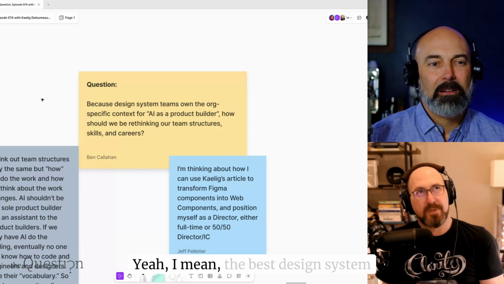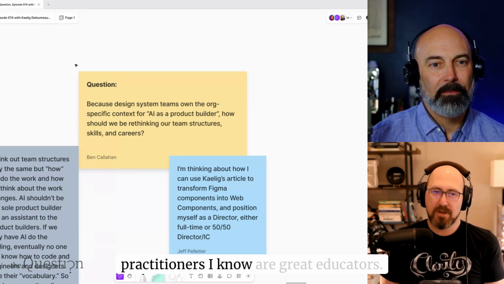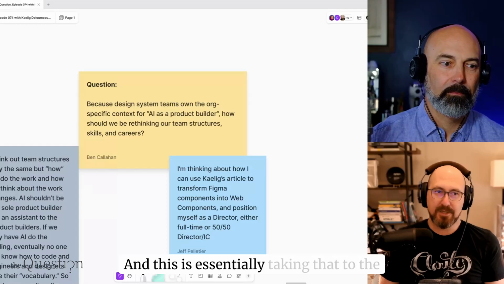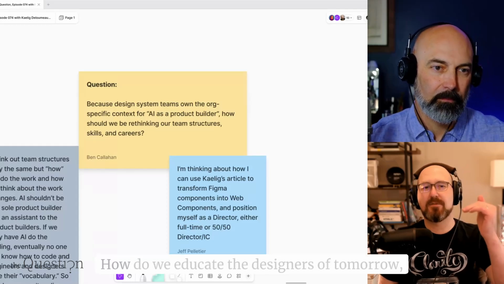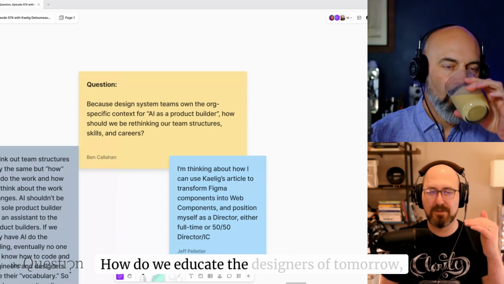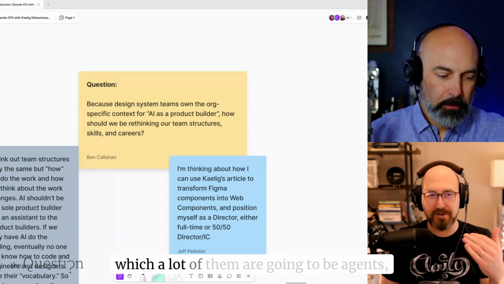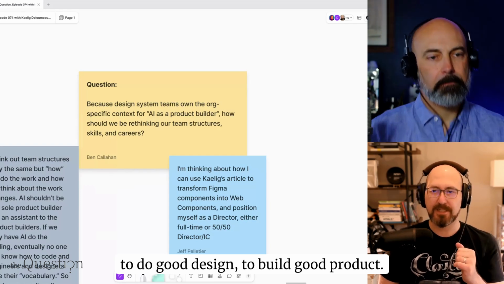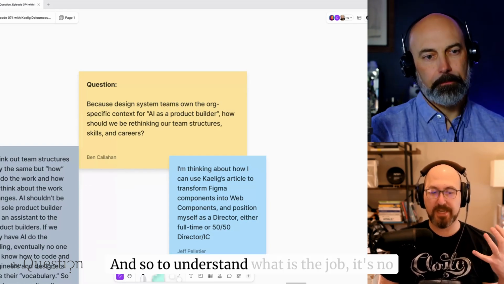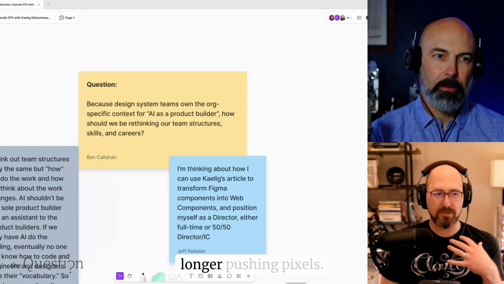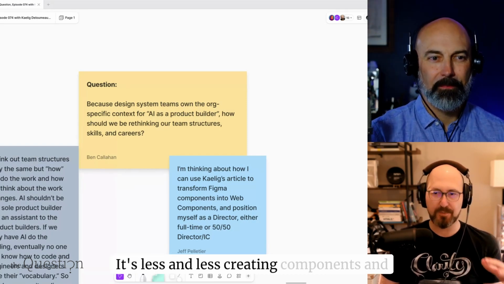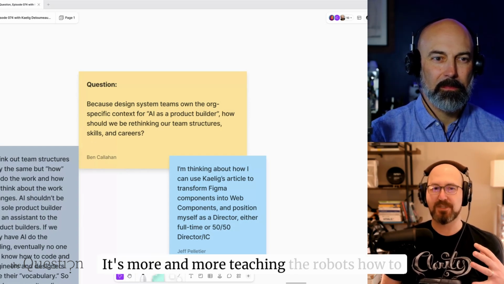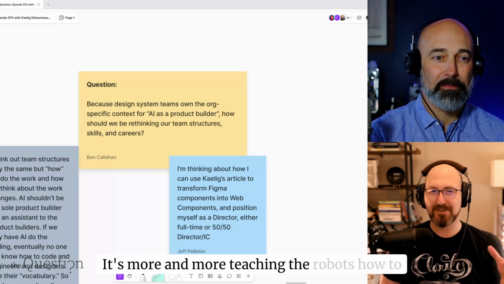Yeah, the best design system practitioners I know are great educators, and this is essentially taking that to the next level. How do we educate the designers of tomorrow, which a lot of them are going to be agents, to do good design, to build good product? And so to understand what the job is: it's no longer pushing pixels. It's less and less creating components and maintaining them. It's more and more teaching the robots how to fish.